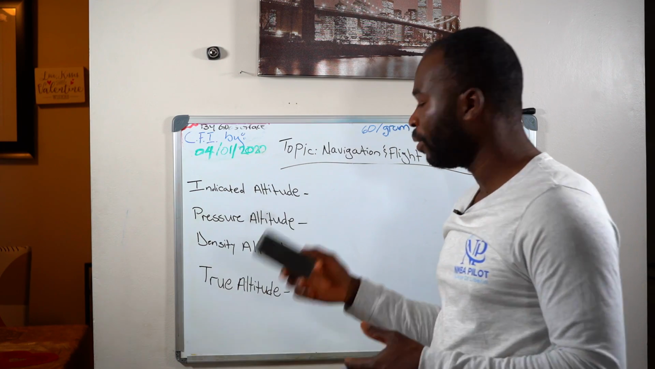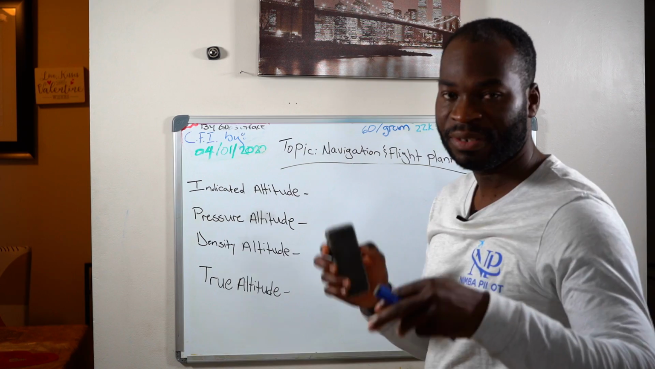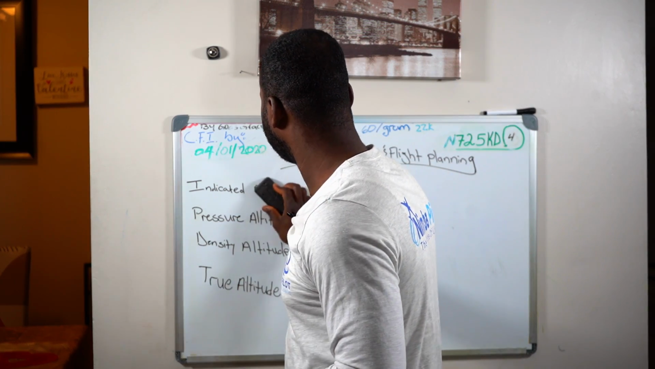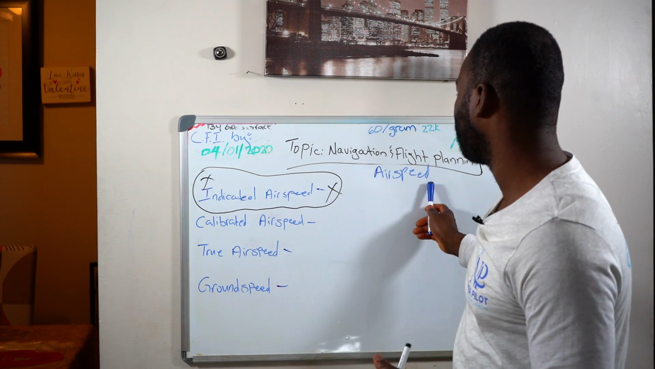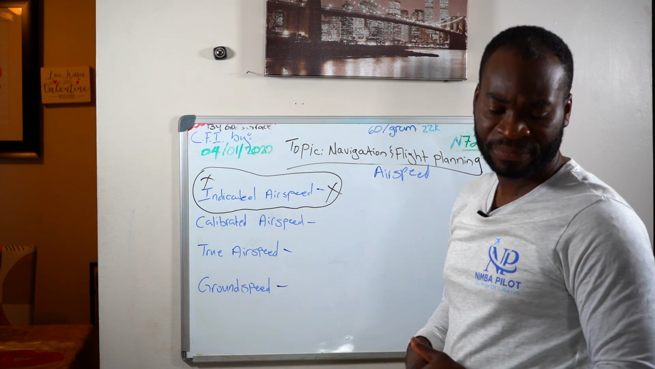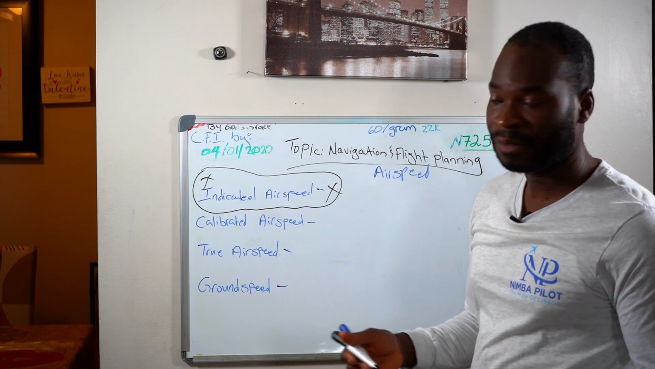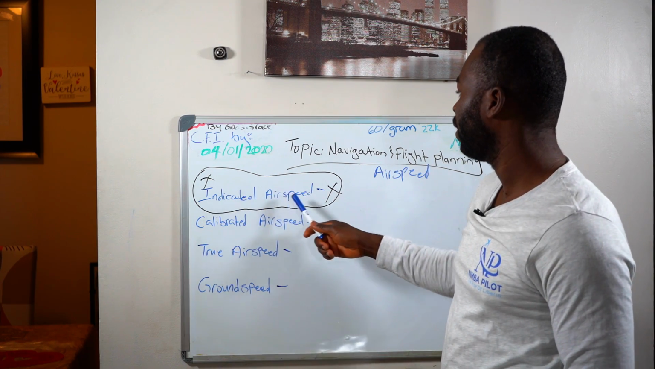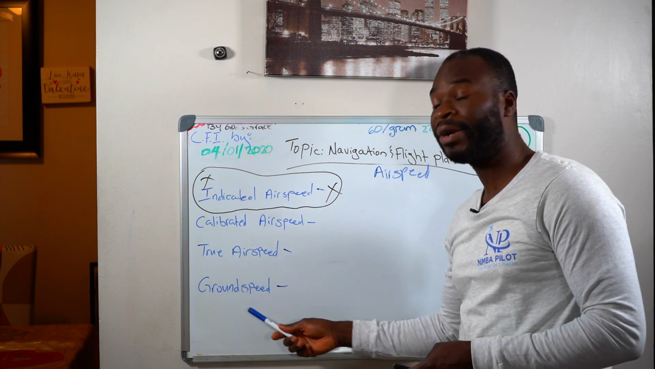If you need to pause this video and rewind it, do that. And if you have further questions, leave them in the comment section below. Let's move to the next term. Now we're moving to airspeed. The different types of airspeed you will hear a lot during your cross-country flight planning. We're talking about indicated airspeed, calibrated airspeed, true airspeed, and ground speed.